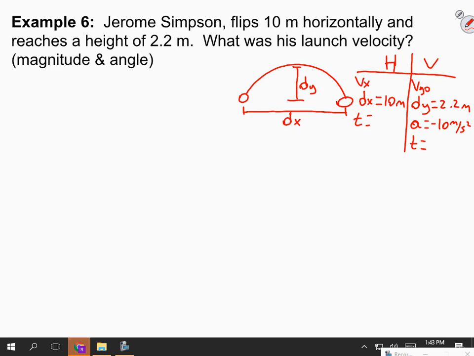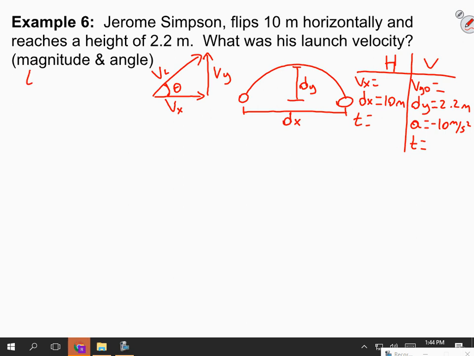So, we're trying to find the launch velocity. Okay, so we want to know what his launch velocity was. So we need to get Vx, and we need to get Vy. And then with those two, we can find the angle. So we can find theta.